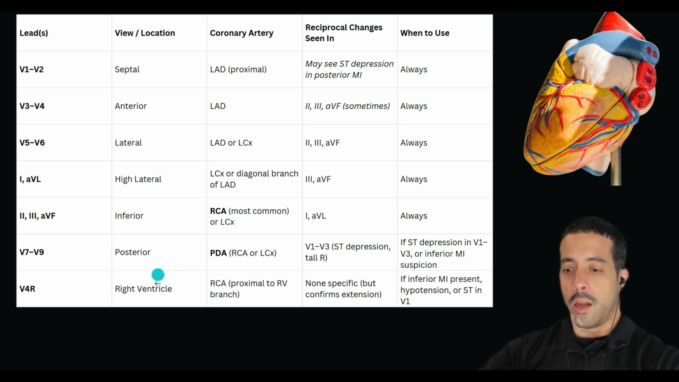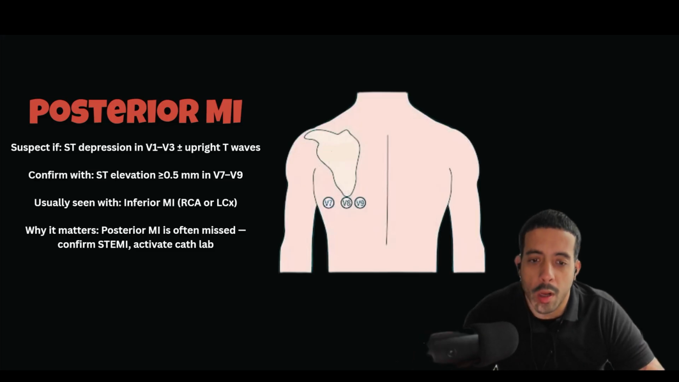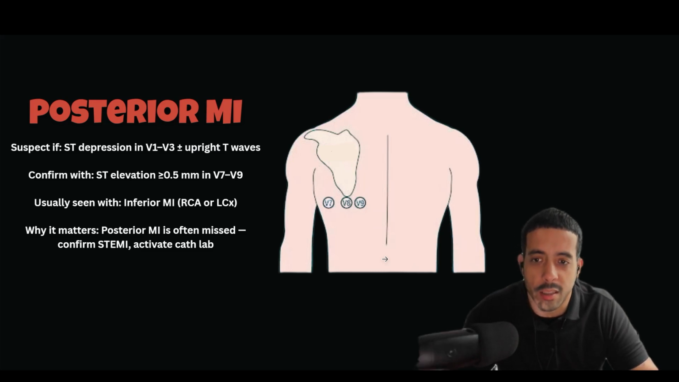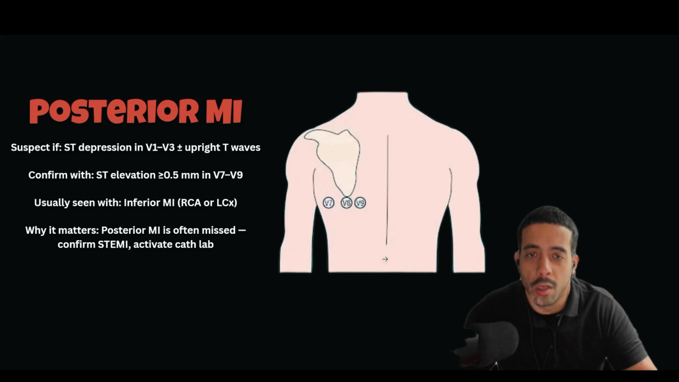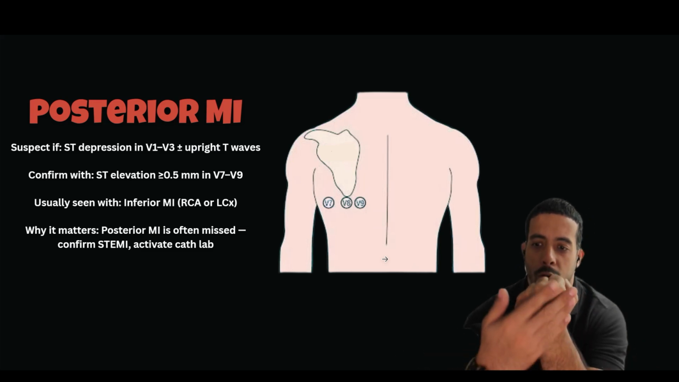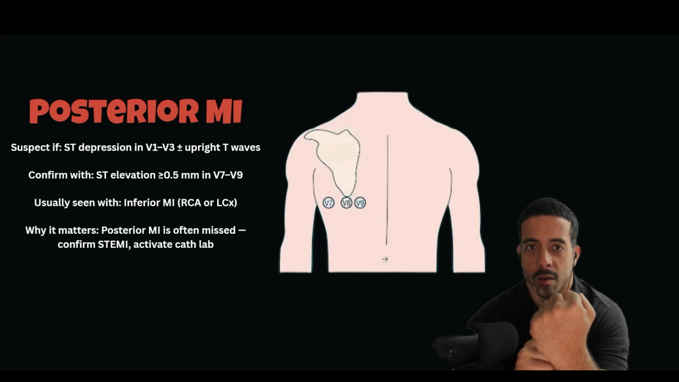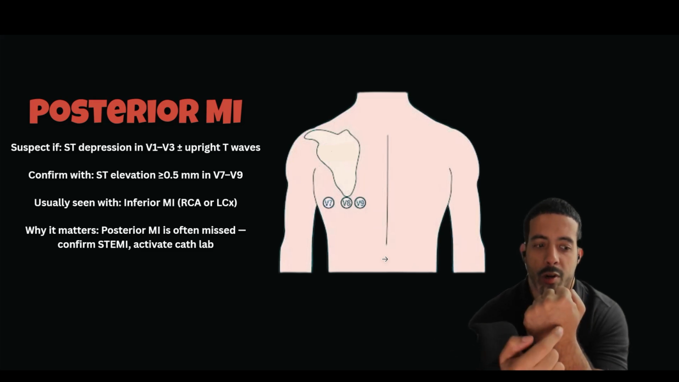Now make sure to understand as well when to do posterior leads and when to do right-sided leads. So posterior wall MIs, this is where you put the electrodes. And why would you do it? Think about what I mentioned earlier. V1 and V2 is septal. V3, V4 is anterior. Remember the Sally that I mentioned? So if this is the front of your heart and you're having a heart attack in the back of it, then you will see depressions here, reciprocal changes in the septal.